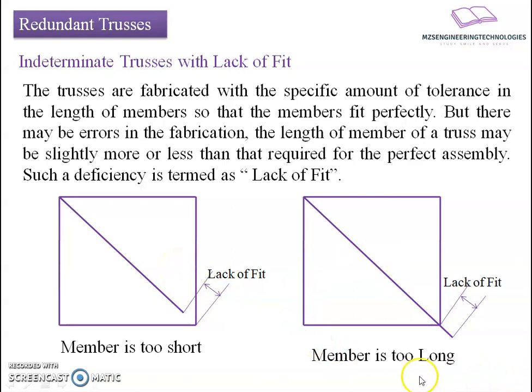A similar case will happen if we look towards the right hand side. In the case of a member which is too long, meaning the length of the member is slightly larger, the lack of fit is due to larger length. The fabricator will try to adjust it by compressing the member to fit in the position. Thereby, compressive stresses will be developed and the other members connected with this member will be subjected to a tensile force, and thereby the entire structure will be subjected to additional stresses prior to the application of the loading.